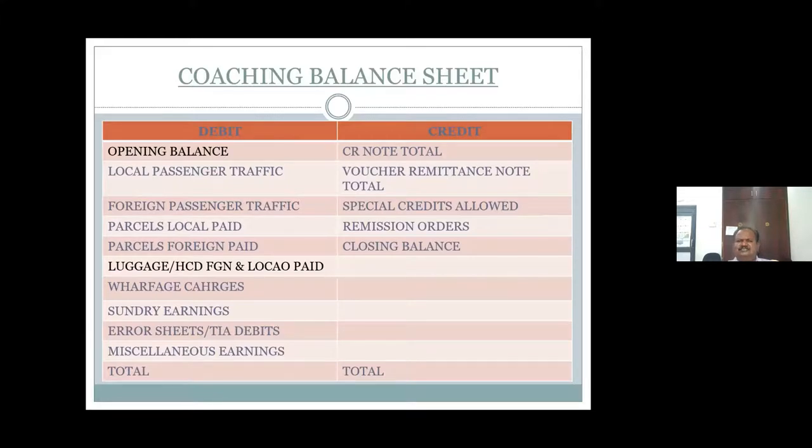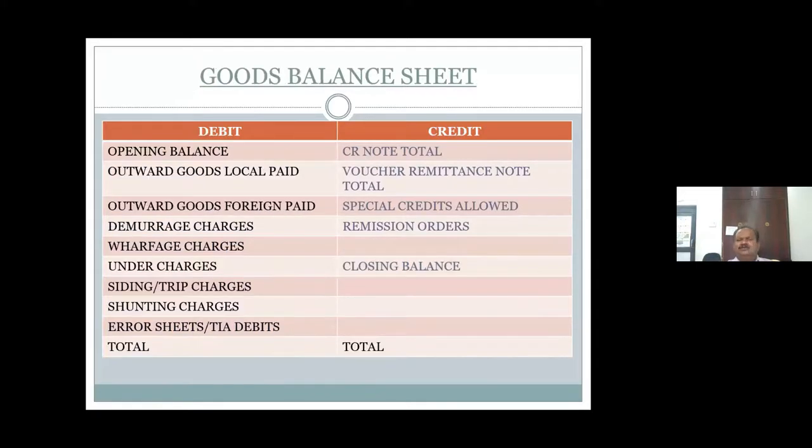There is a separate section dealing with the balance sheet. There is an important aspect: they have to see that all the vouchers are reflected on the debit side correctly. The earnings are sent to the traffic accounts. So, this will be the basis for posting of the traffic book at the end of the month. So, this is as far as the coaching balance sheet is concerned. PRS is all brought under the coaching balance sheet, and only parcels.